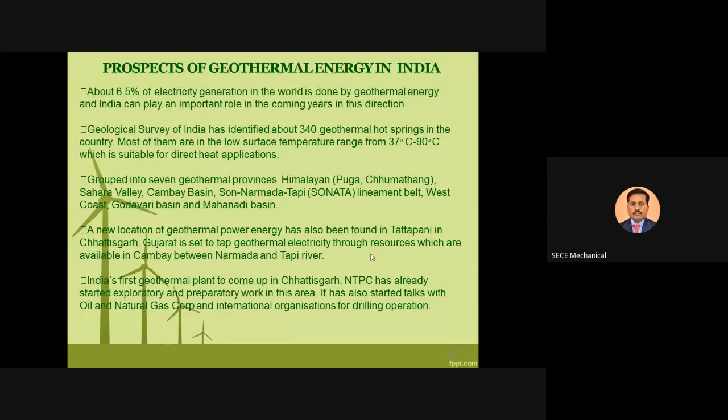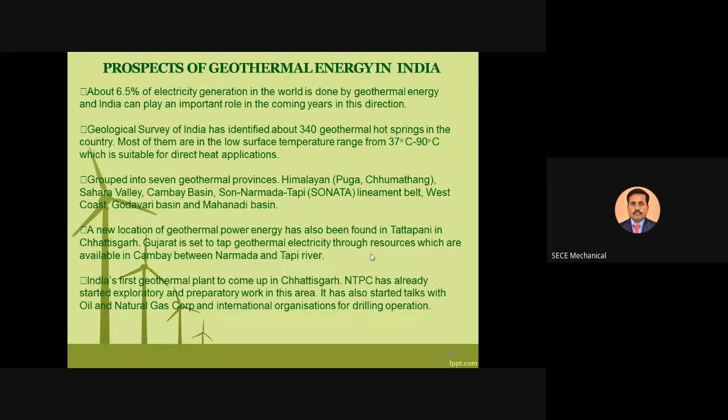Around 6.5 percent of electricity generation in the world is done by geothermal energy, and India can play an important role in the coming years in this direction. The Geological Survey of India has identified about 340 geothermal hot springs in the country. So we have identified 340 hot spring areas in our India.